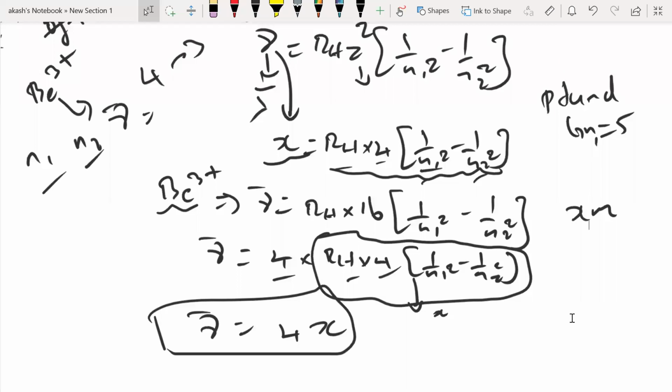So is it 5X? No. X by 5 is partially right, but it's not just X by 5. Something else is there along with it.